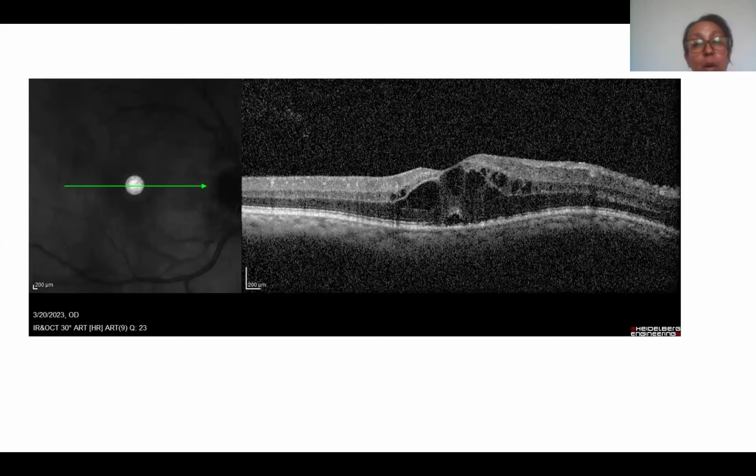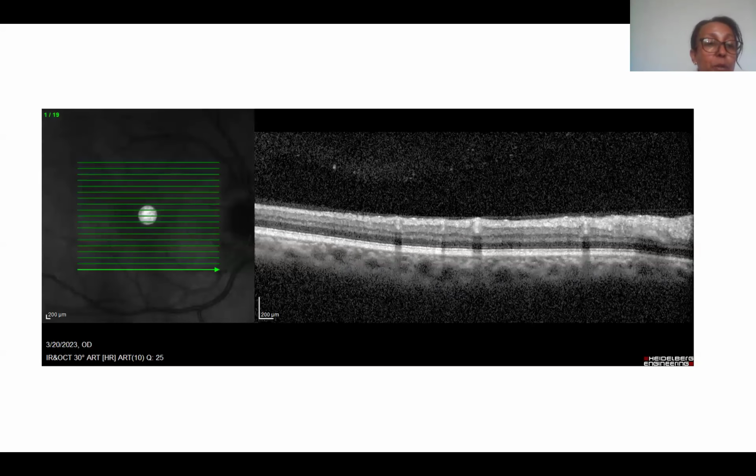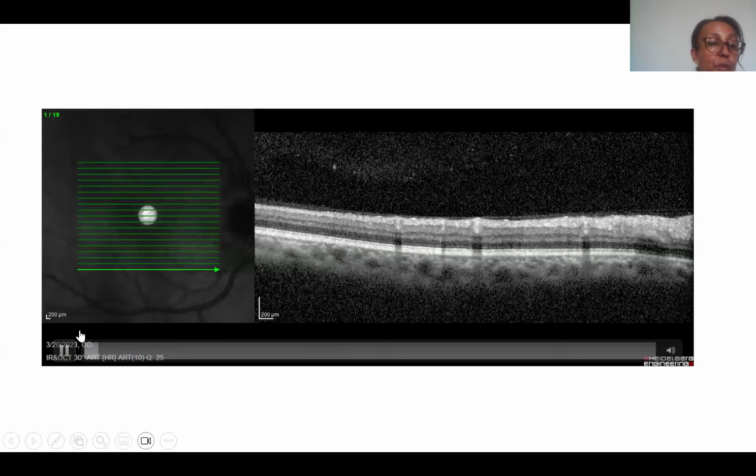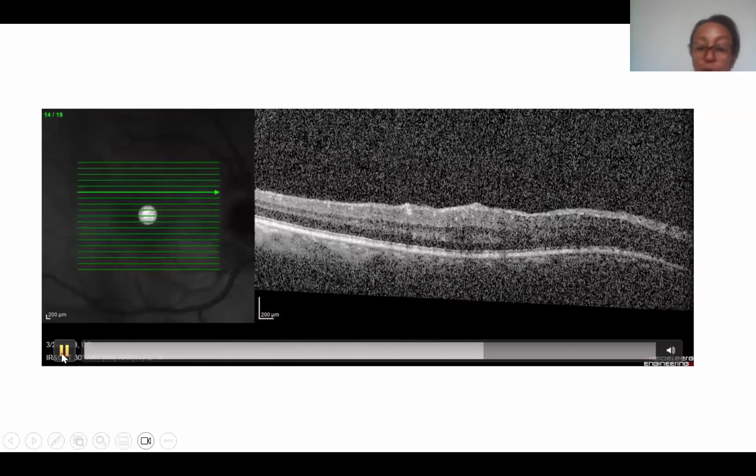There was a finding on the OCT. He had macular edema with choroidal elevation just between the macula and the disc in the right eye. In the left eye, he had also macular edema. So this was the video of his right eye: macular edema with choroidal fold.